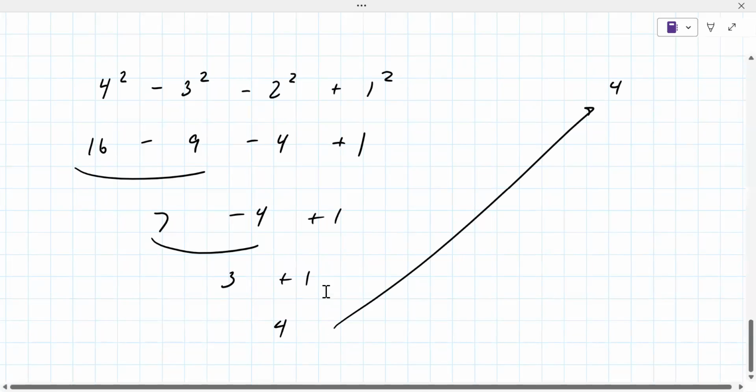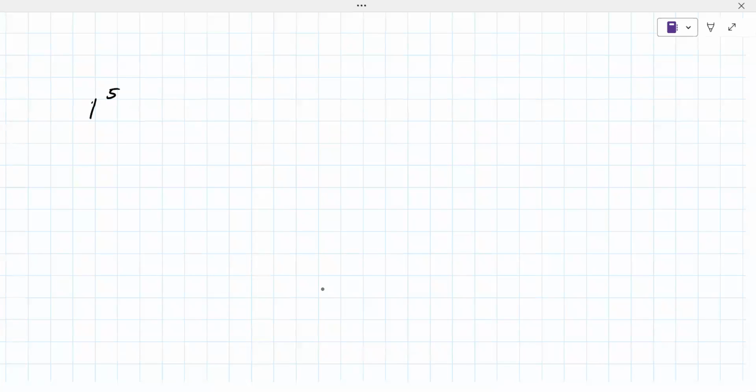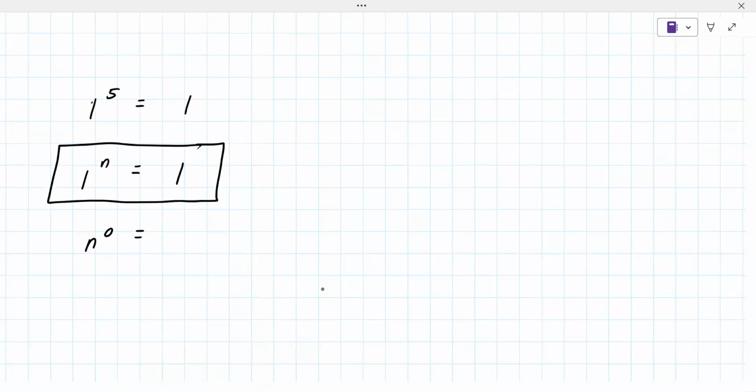Okay. So a couple more exponent things to think about here. What is 1 to the power of 5? 1. It is 1. What is 1 to any power? 1. Okay. How about any number to the 0 power? Do you remember that one? Maybe 1. You haven't seen that. It is 1. Good. Really good. Okay. That might come up. I'm not sure.